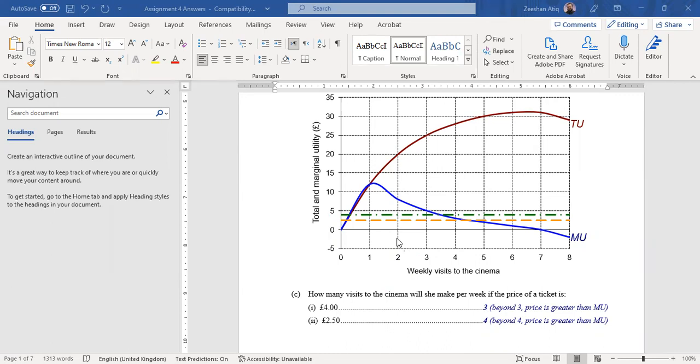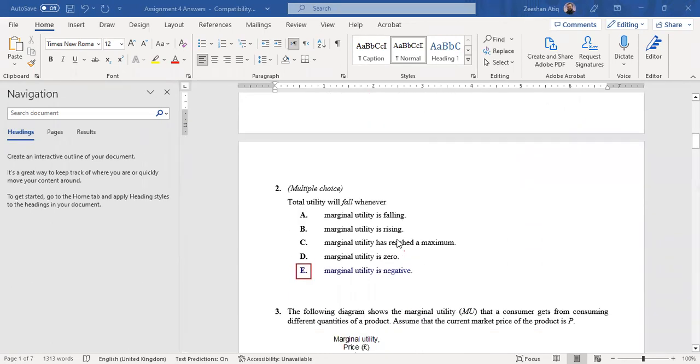So in question number 2, this question is a multiple choice. The multiple choice question is about the total utility behavior. This question asks, what happens when the total utility falls? What makes the total utility curve go down?